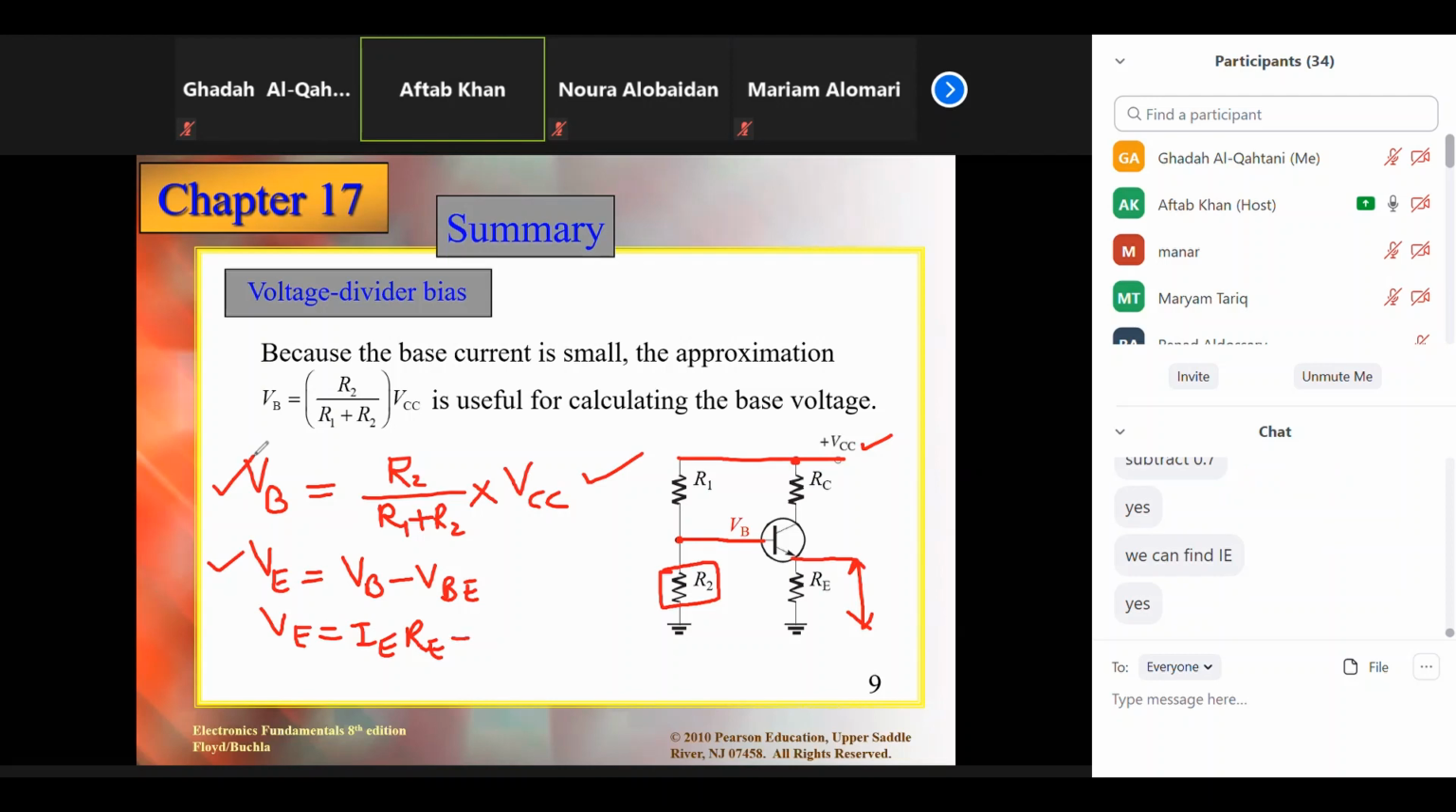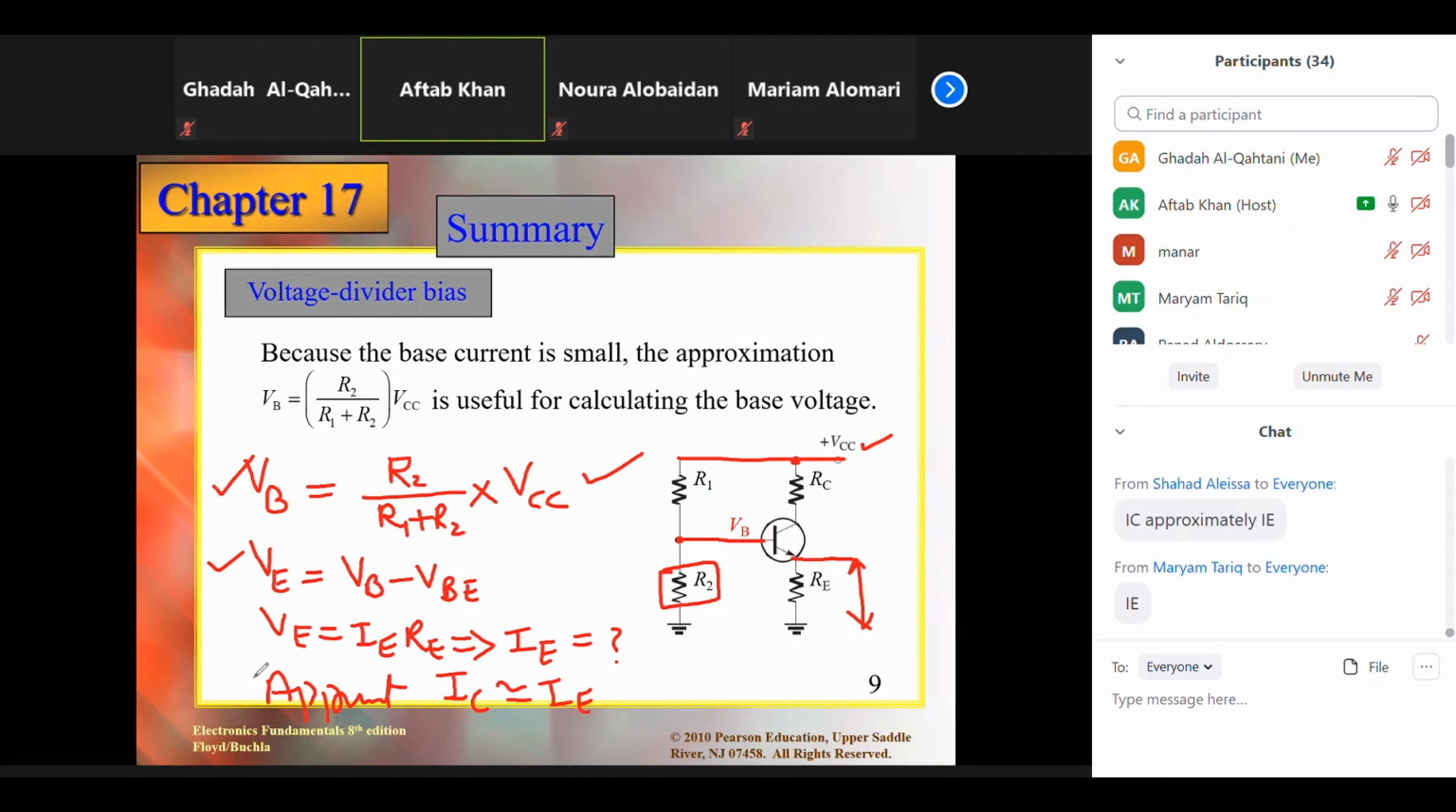Yes, so we can calculate IE here. After calculating IE, we have to apply approximation. What is approximation? It says IC is nearly equal to IE. So this way, I also calculated this IC as well. Correct? So we have calculated these two things.